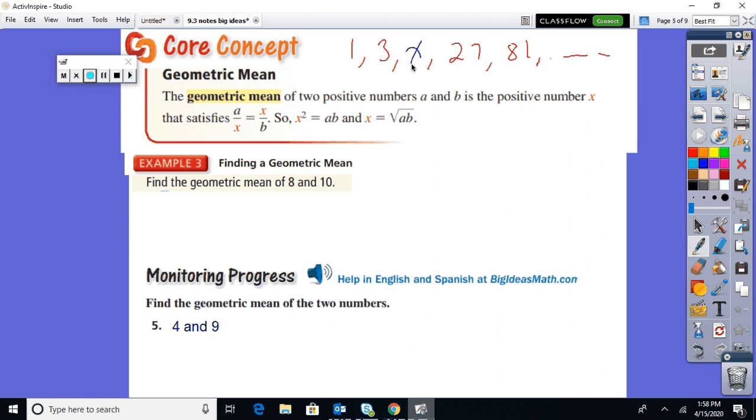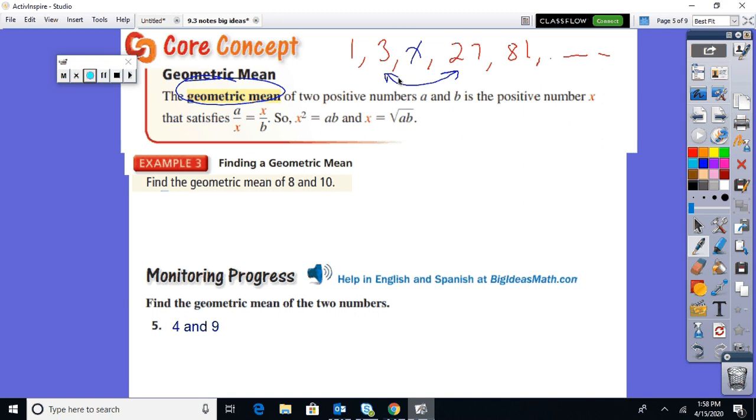Now, you could probably figure this out in your head logically, but if it's decimals or fractions or crazy numbers, how would you do it? Well, that's where a geometric average comes from. And instead of adding two numbers and dividing by 2, you're going to multiply these two numbers that surround it and then take the square root.